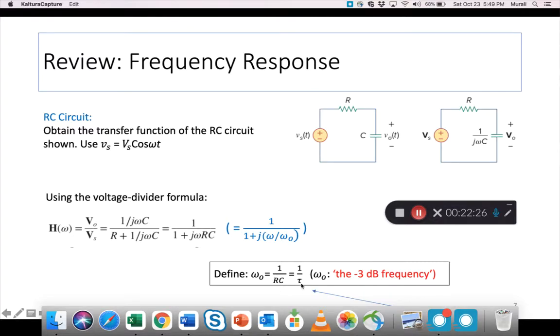Now, here you see the term RC, which we know is an important property of this circuit. RC is also known as tau, the time constant. But if you took the reverse, 1 by tau or 1 by RC, you come up with a frequency in radians per second, and that frequency is a natural property of this circuit, and it's called the minus 3 dB frequency. So what we notice is, at this frequency, the gain drops to minus 3 dB, right? And this transfer function term, we like to write not in terms of just RC, but in terms of omega 0, which is the 3 dB frequency.